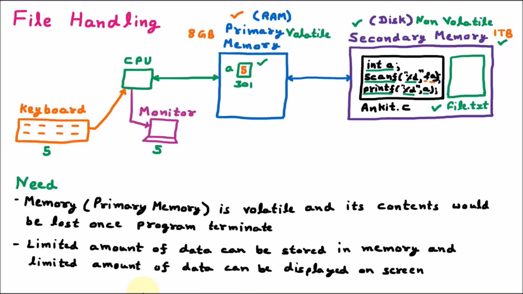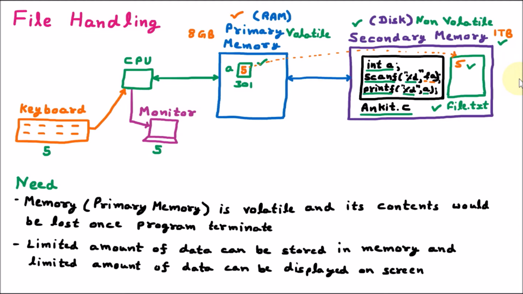Now using some C programming code, we are going to store the value 5, which is in the primary memory. That value we are going to store inside the secondary memory file. So the file got saved. Now we are going to terminate our program, so here we are terminating the Ankit.c program.